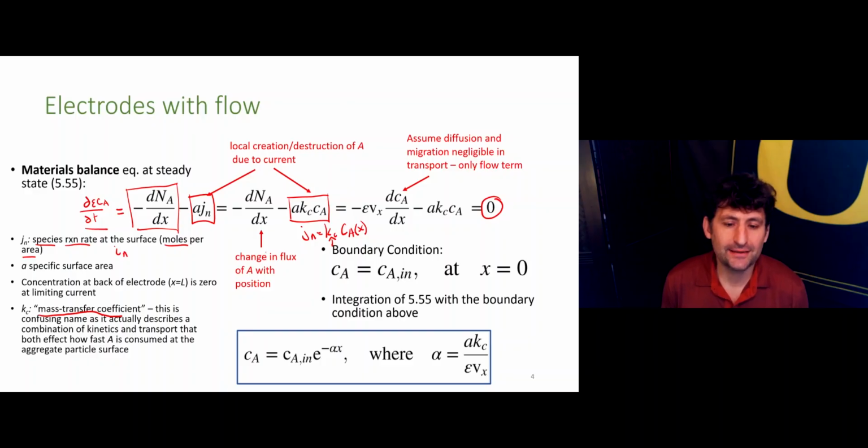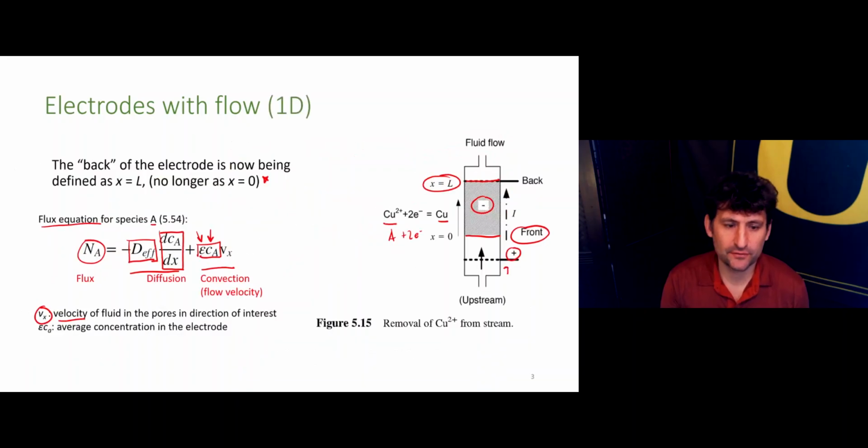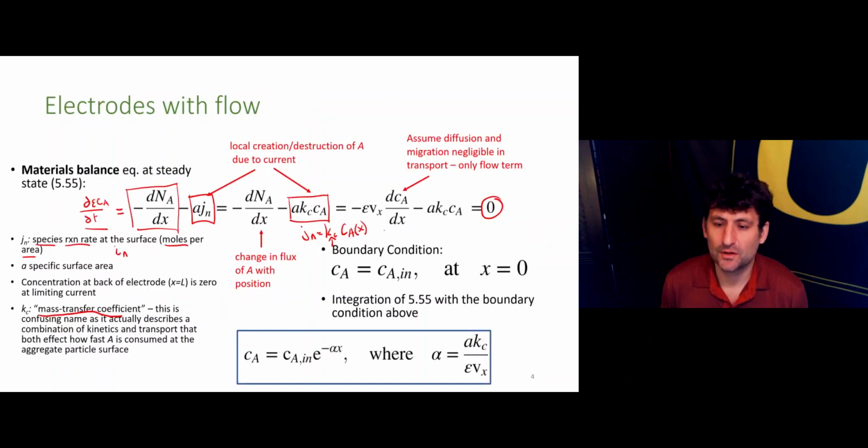We can evaluate the change in flux of A with position using our equation for flux that we previously wrote. We're going to assume that diffusion is small relative to convection, and we've already discussed that migration is small. This gives us only the derivative of the convection term. All this is equal to 0 because we're at steady state where all time derivatives are equal to 0.